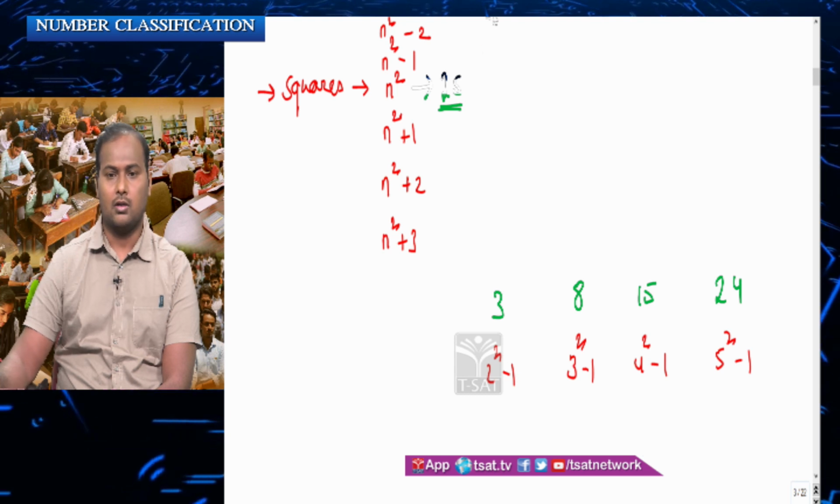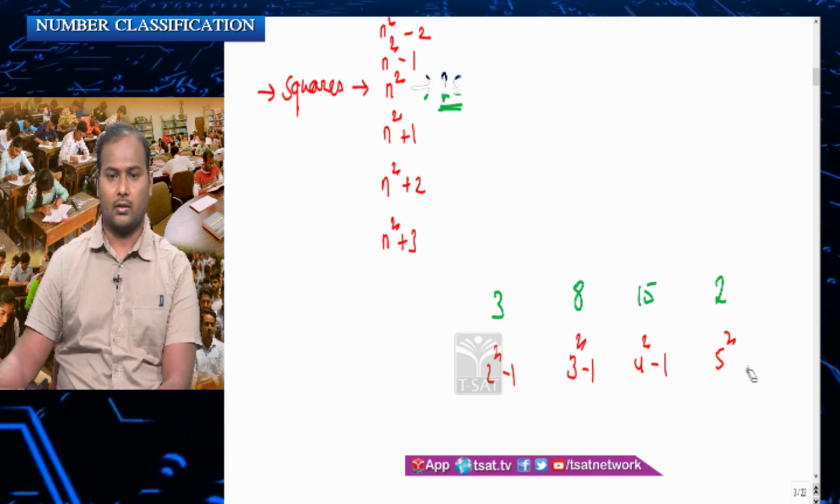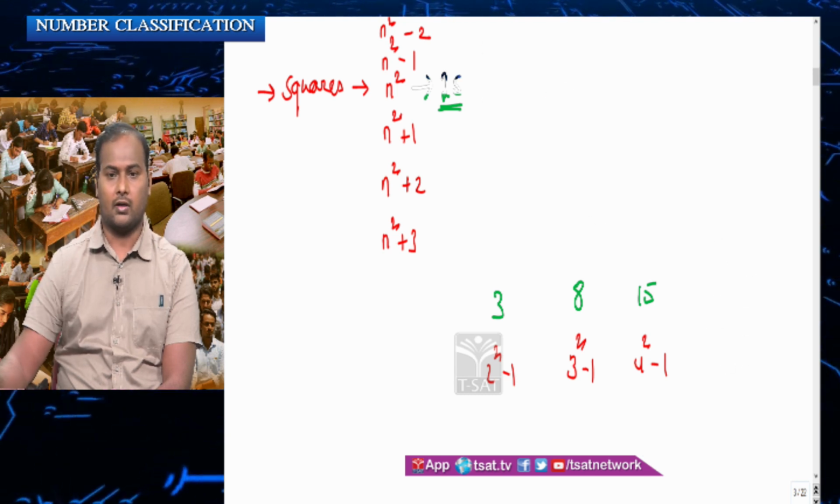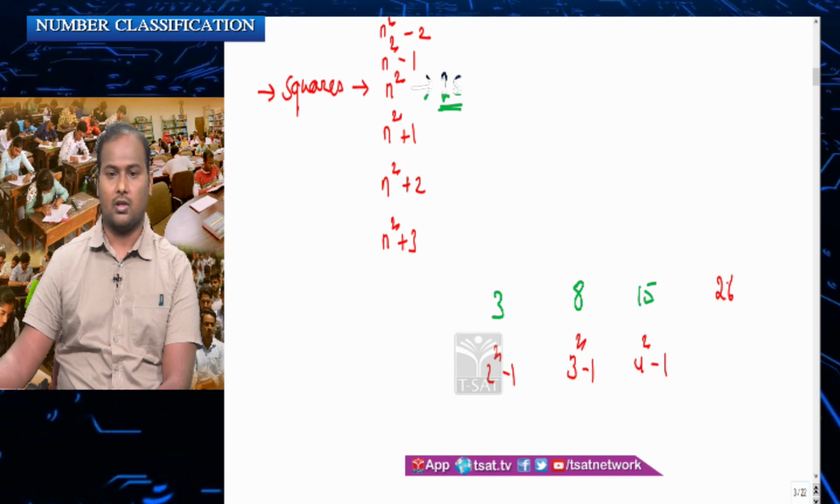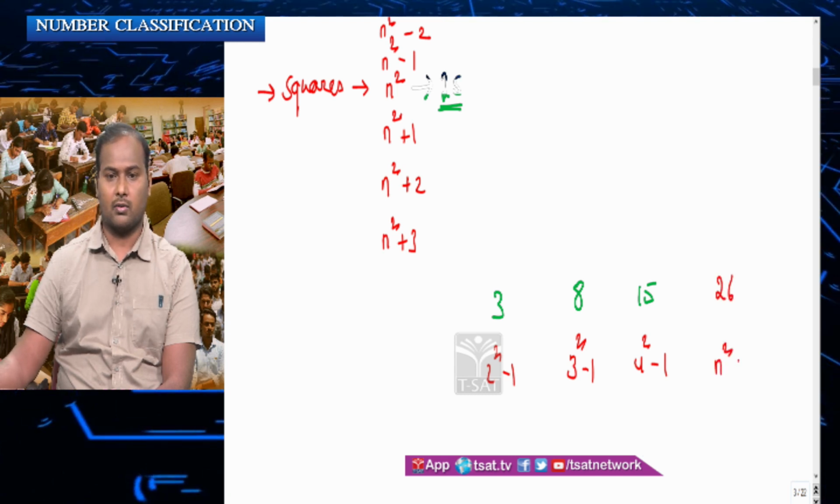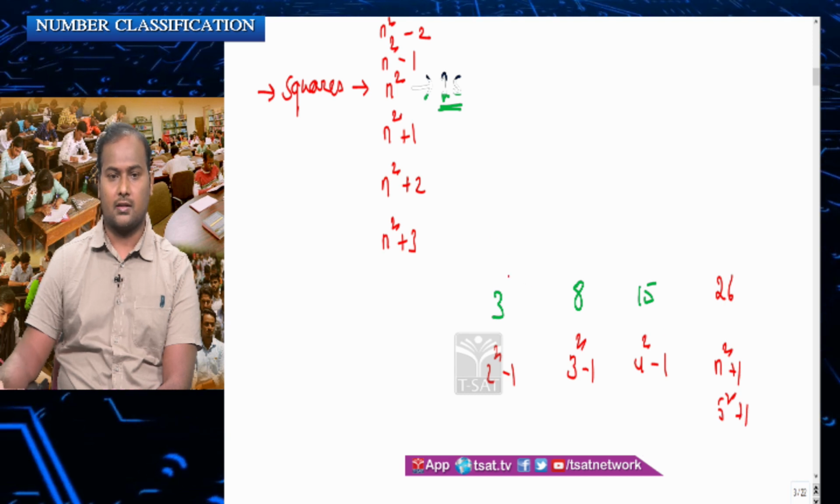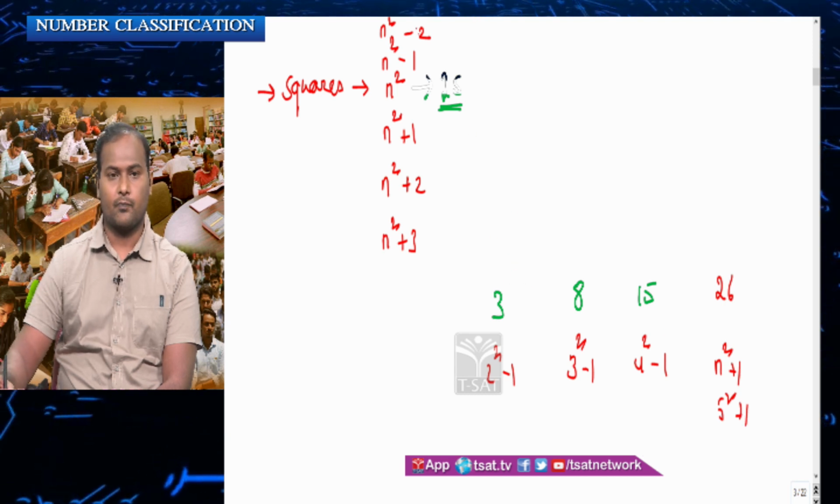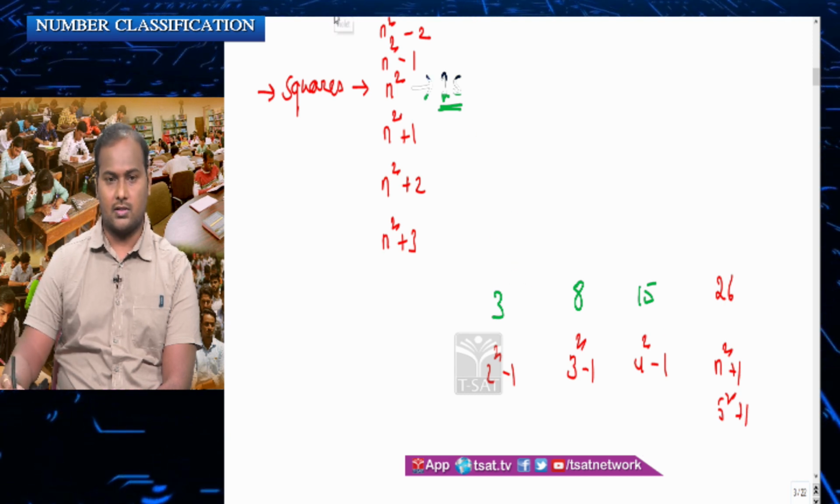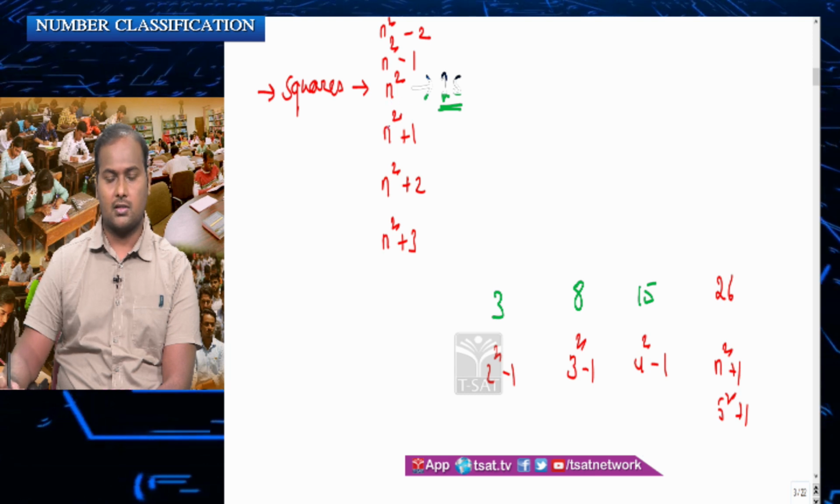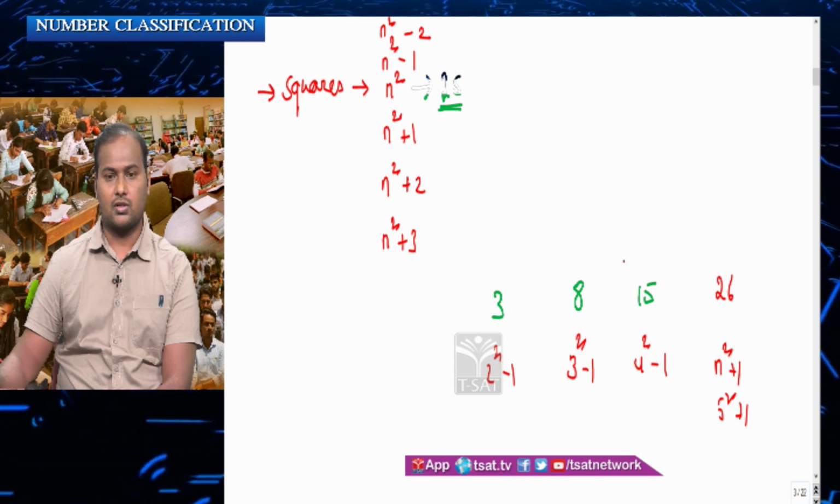Here I gave common ones, but generally one number will be different. This may be 26 also. The moment it is 26, the answer will become n square plus 1, that is 5 square plus 1. This kind of differentiation is also possible. So what I mean to say is that the values of squares and the values near the squares are very important.